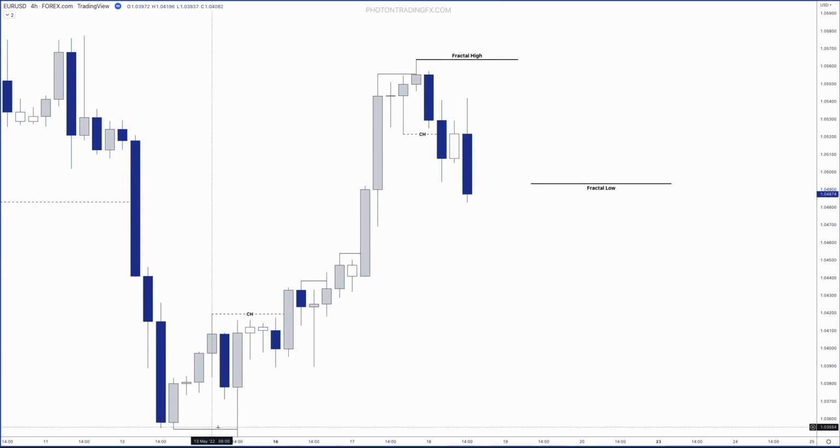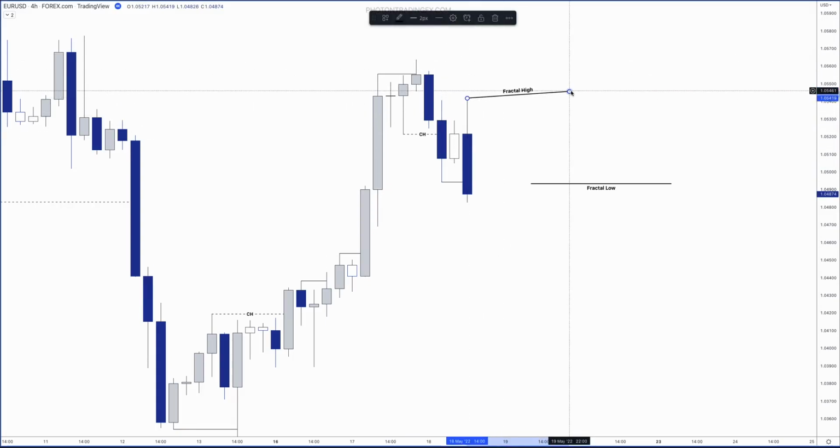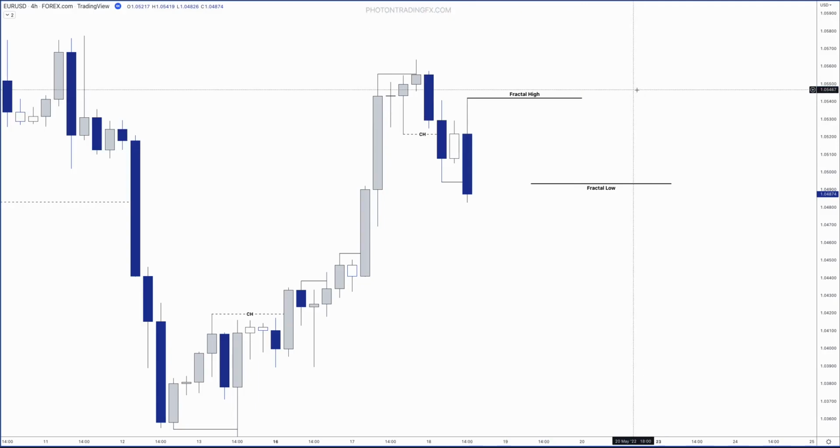So what did we have? We had a fractal continuation to the downside. And then at this point, where is our fractal high? It's the last candle to fail to break the previous candle's low, which would be the inside bar, but the next candle traded higher than it. So this is where we're going to adjust it to. I'll do one more example and then I'll give you guys some homework.